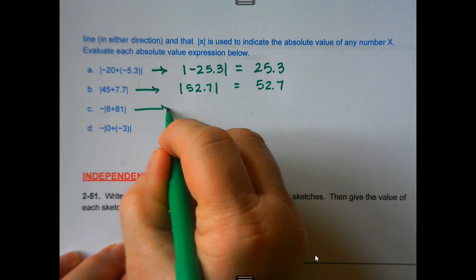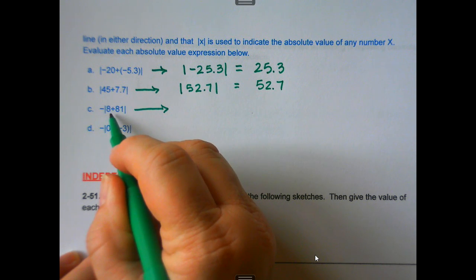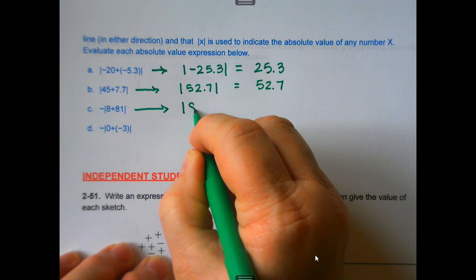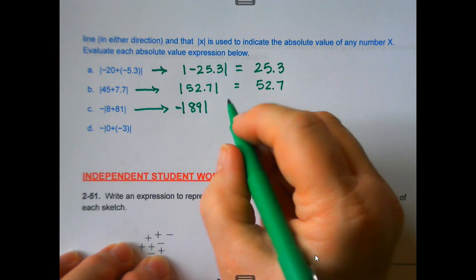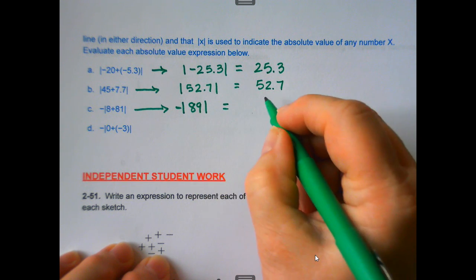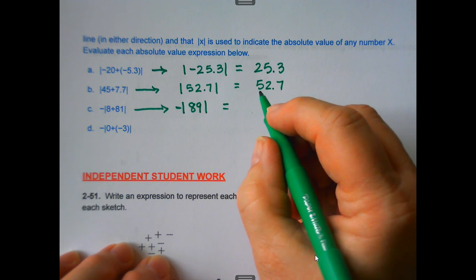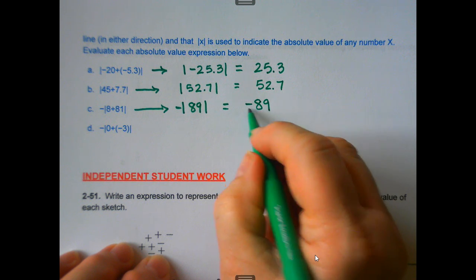This is a little bit trickier here. I'm going to combine the numbers in the absolute value sign, and I've got 8 plus 81, which is 89, but the negative symbol is on the outside. So I'm going to change that to the opposite, or the negative of the absolute value of 89, which is going to give me 89 in the negative, or -89.